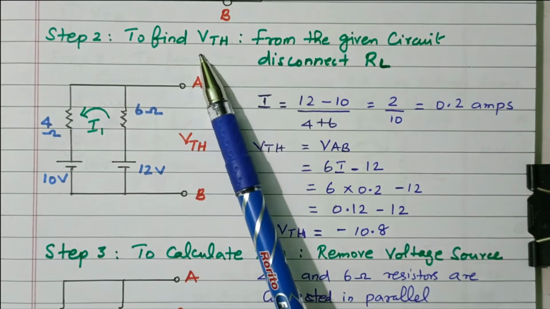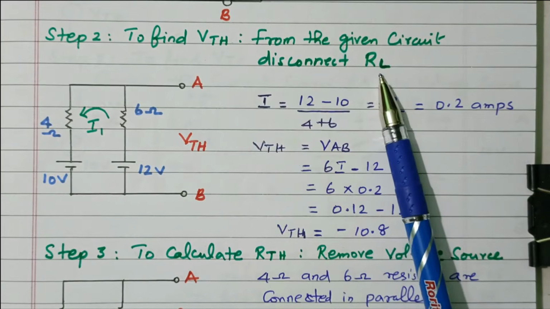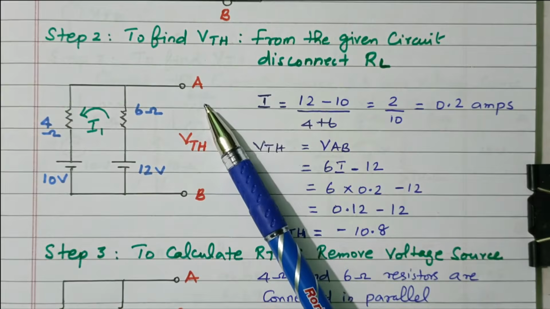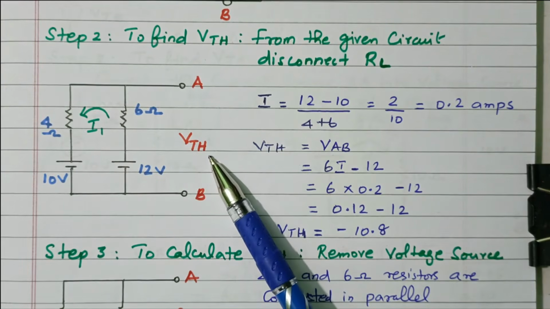So step 2 is to find V Thevenin. From the given circuit, disconnect RL. We already know that V Thevenin is the open circuit voltage across AB. The load terminal is open circuited. The voltage across AB is nothing but V Thevenin.